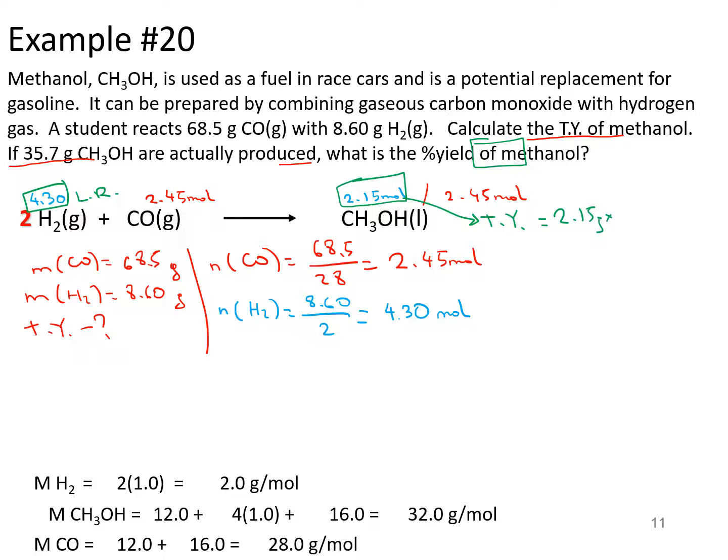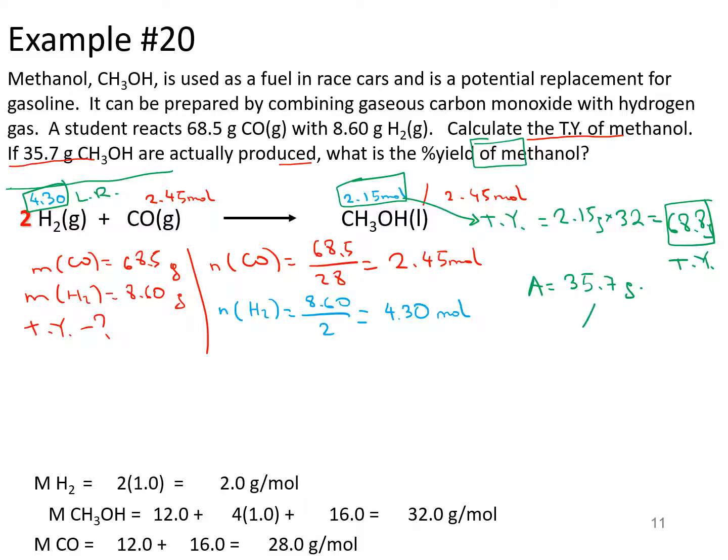Now, because it is asking us to find a percent yield and it is telling us how many grams of methanol is in fact forming in this reaction, I'm also going to convert the theoretical yield into grams, right? So this will be 2.15 moles times the molar mass of methanol, which is going to be 31 or 32, one second. So I have 32. So 32 times 2.15, 68.8 grams. Again, this is what is expected to form in this reaction.